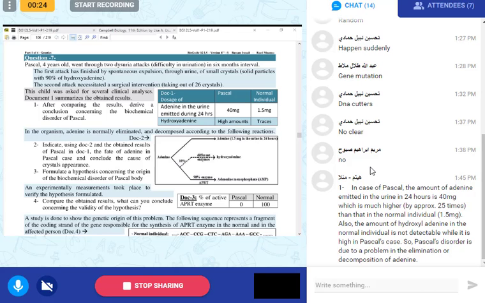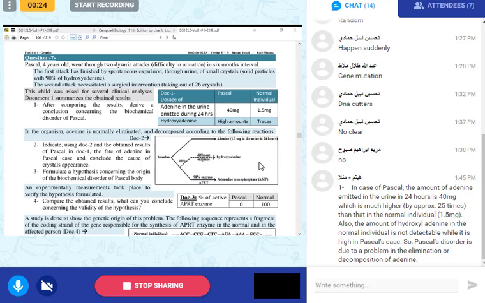In the organism, adenine is normally eliminated and decomposed according to the following reactions. Okay. Read these three. Let's look at the figure. Yes. Adenine, some of it remains as adenine, 1.5 milligram in the urine. This is the normal amount. Okay, the rest: 10% of it will be converted to hydroxyadenine, and 90% by the enzyme APRT is converted to adenosine monophosphate and used again.